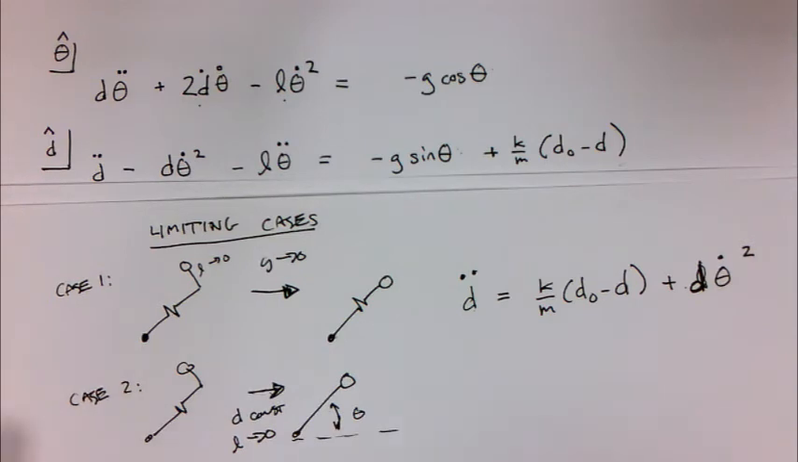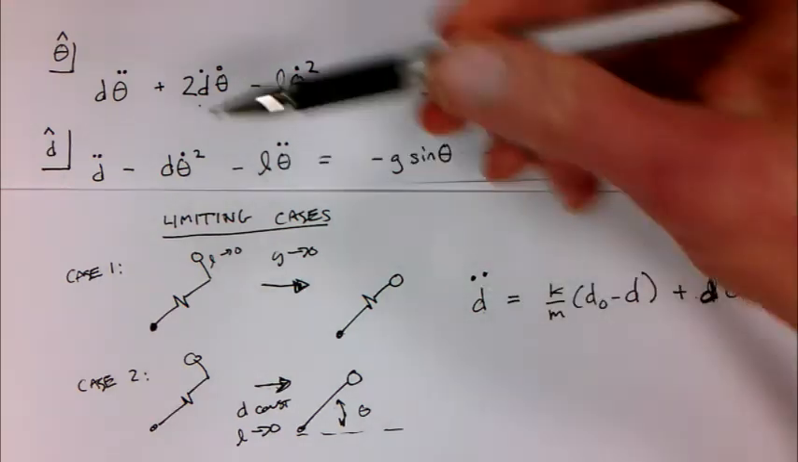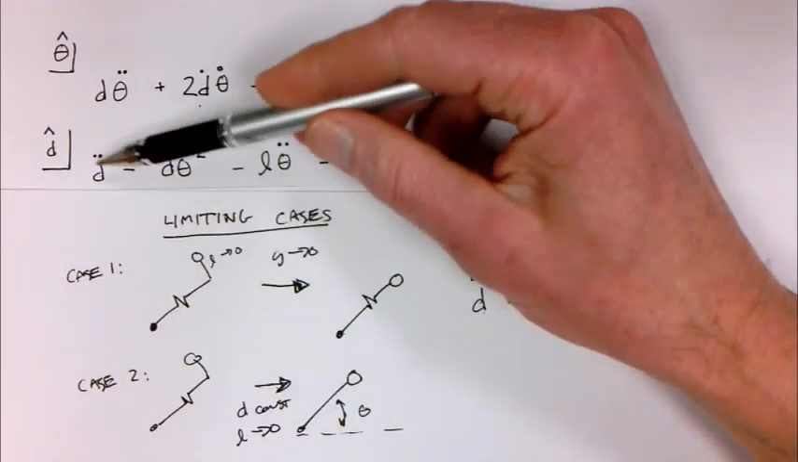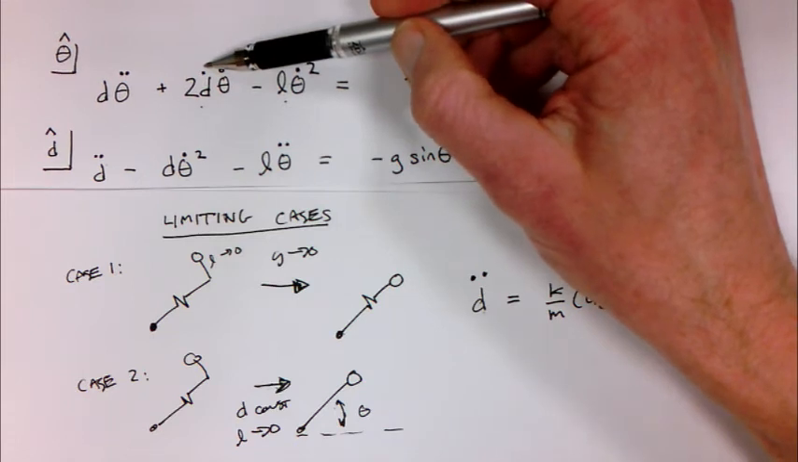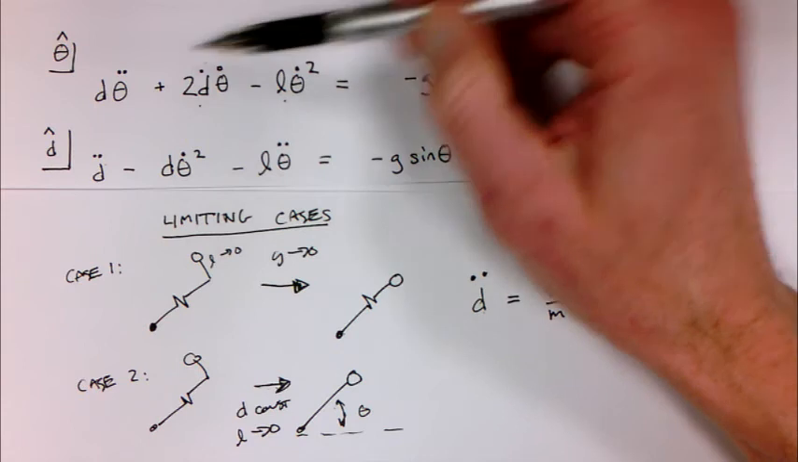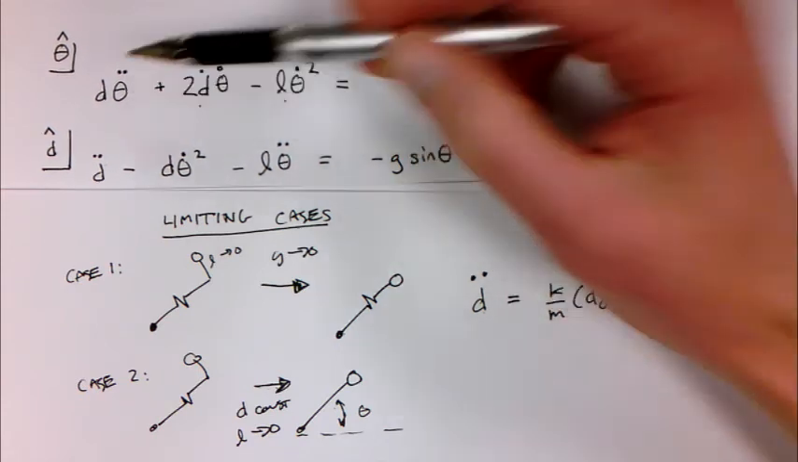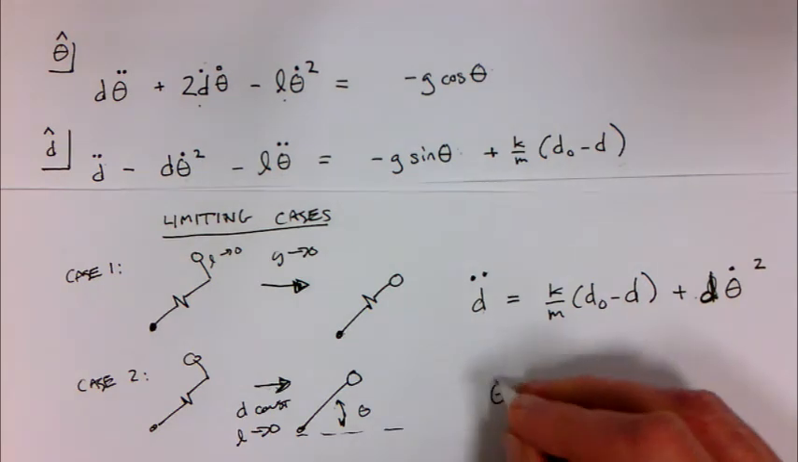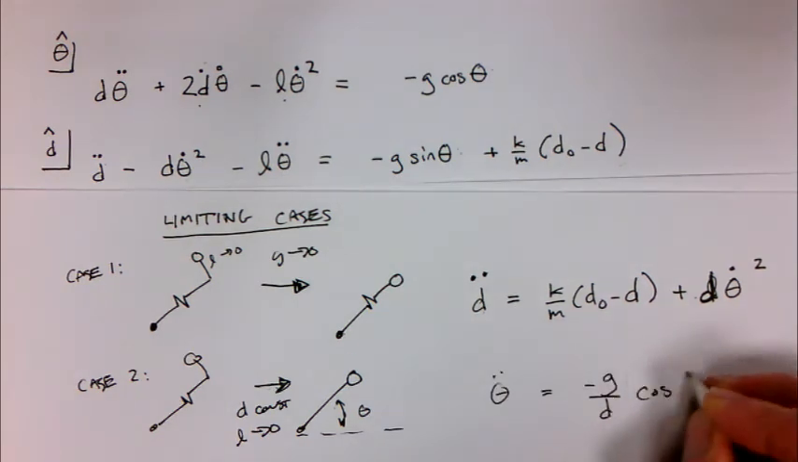There's still going to be gravity present. But when I make d constant, what that does is it says the spring can't change length. That means that d double dot must be 0, and it means that d dot must be 0. Well, if that's the case, then this first equation becomes pretty simple, right? If L is 0 and d dot is 0, the first equation turns into theta double dot is equal to minus g over d times cosine of theta.